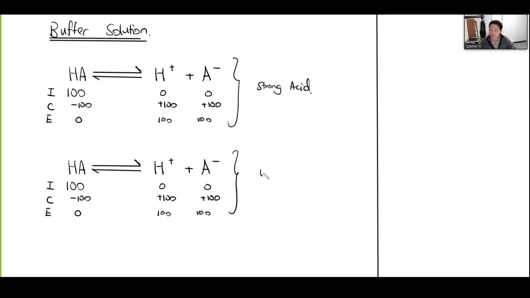Now we know that for weak acid, it doesn't really do that. Typically, this will go down by 1. Not even partially. It's almost none of them, very little of them, okay? So this will go up by 1 and 1, and this will be 1 here, and 99, okay? So that's what happens with weak acid, okay?